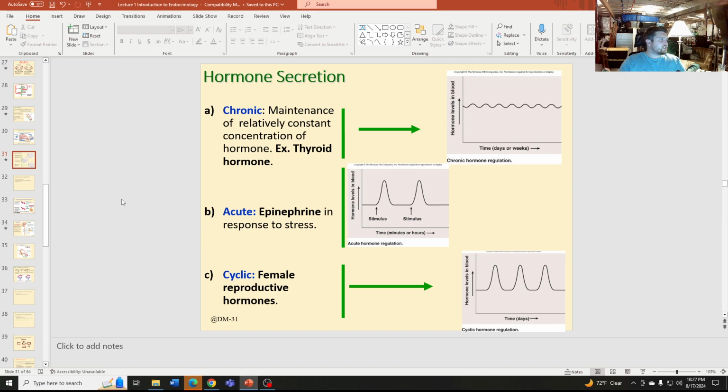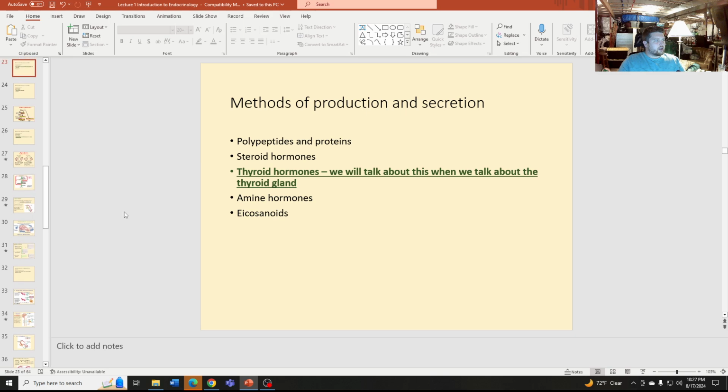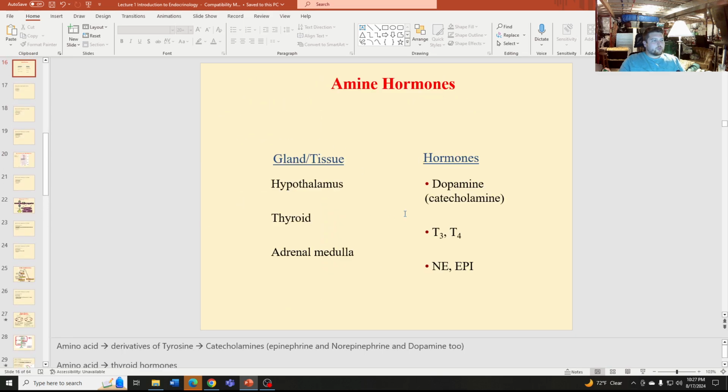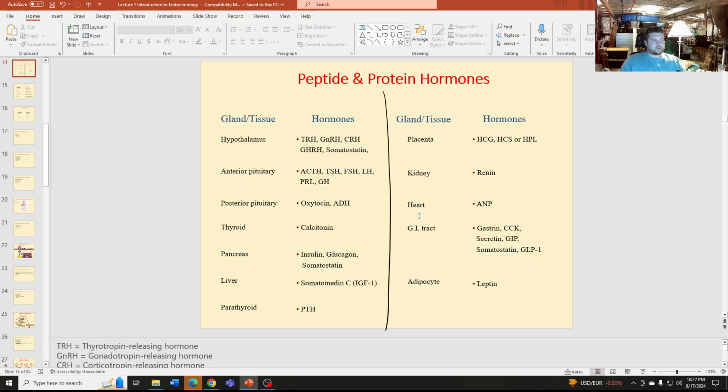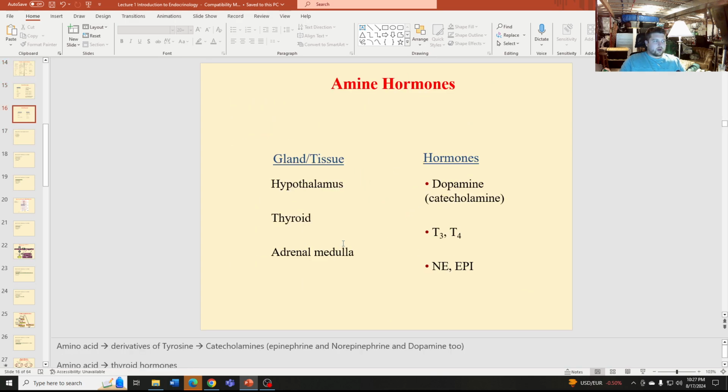We do need to know and learn the groupings now, even though we're not talking about all of these now. We need to know which ones are steroid, which ones are protein, which ones are amine hormones, so that we don't have to worry about that later on.